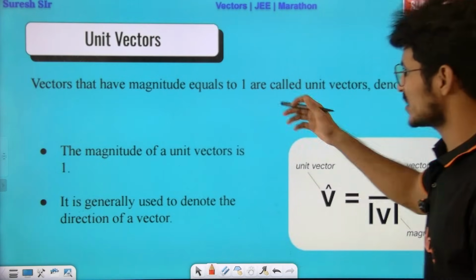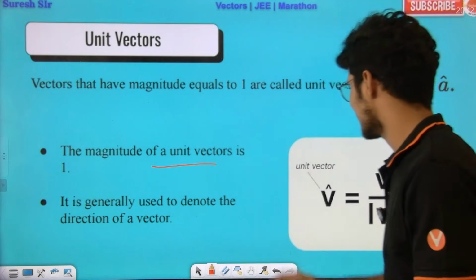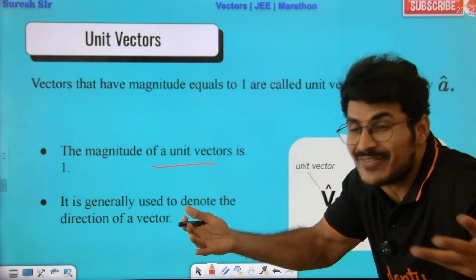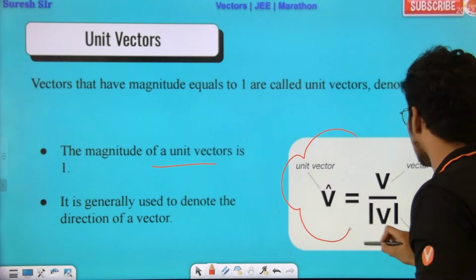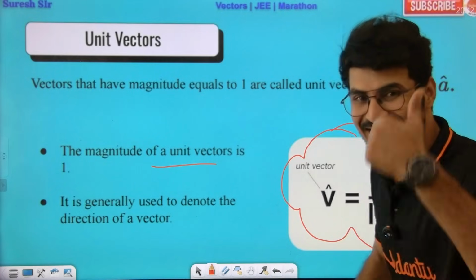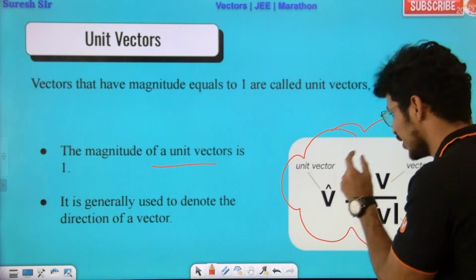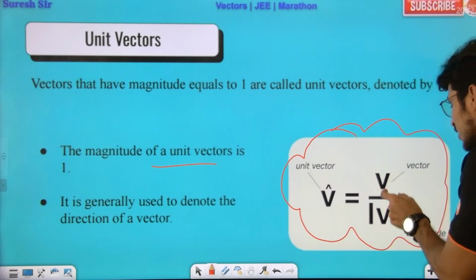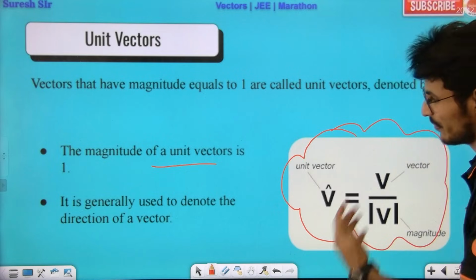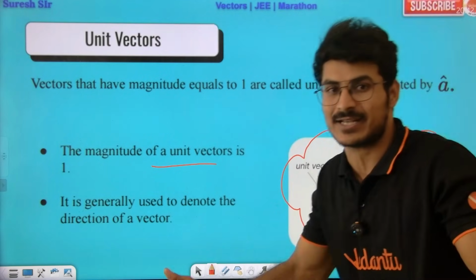Now what is a unit vector? Simply, its magnitude is 1. How do you find the unit vector? This is how I find it. We denote the unit vector like this: vector upon magnitude. So this is the formula to find the unit vector.